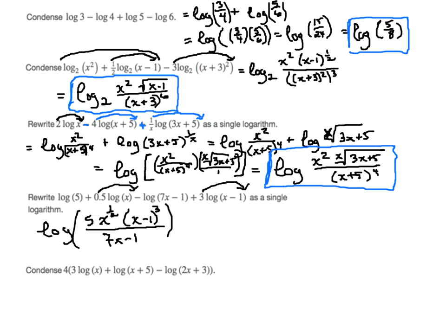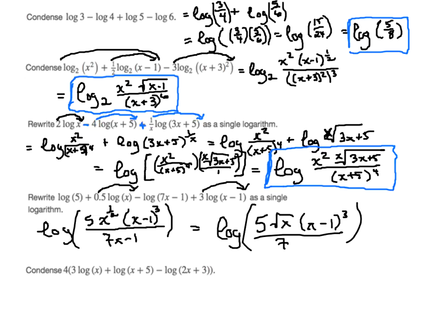Okay, the only thing I have left to do here is to change that 1/2 power back into a root. Log of 5 times the square root of x times x minus 1 cubed over 7x minus 1. There we go. And you notice I'm skipping steps now for the sake of room on the screen, and because as you move through more and more of these problems, you can do more of it in your mind without having to write out every single little step.